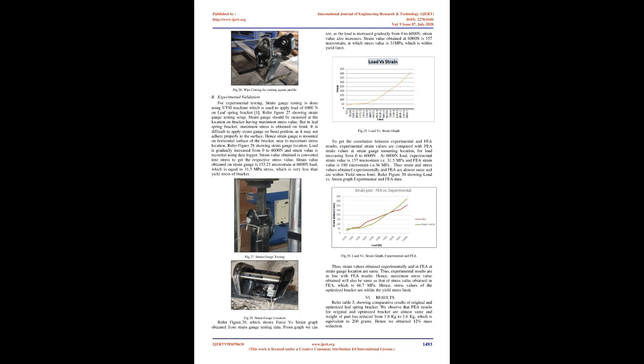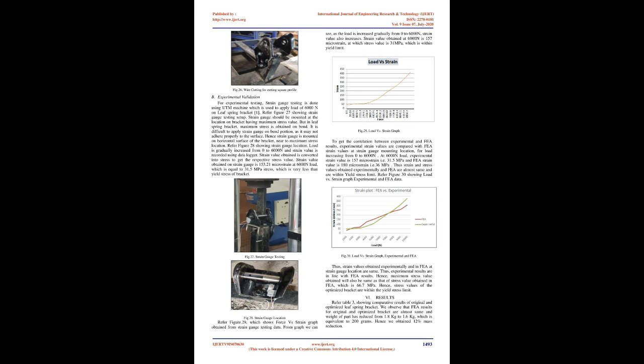At 6000 N load, the experimental strain value is 157 microstrain, i.e. 31.5 MPa, and the FEA strain value is 180 microstrain, i.e. 36 MPa. Thus the strain and stress values obtained experimentally and by FEA are almost the same and are within the yield stress limit. Refer to Figure 30 showing the load versus strain graph for experimental and FEA data.